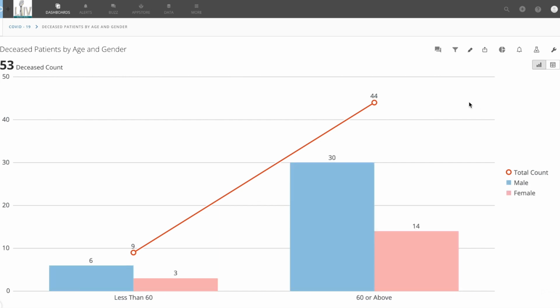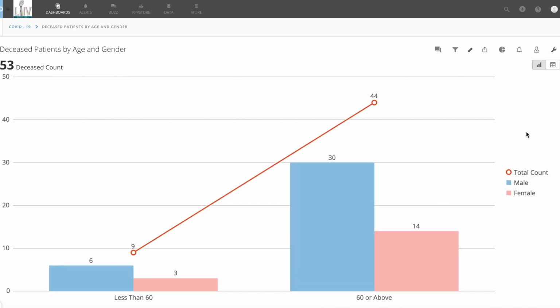Let's analyze the total death count by age group first. As you can see, there were 44 deceased patients who were 60 or above, approximately 83% of the total count, and there were only 9, approximately 17%, who were below 60 years old. It is clear that the majority of deceased patients were 60 or above.